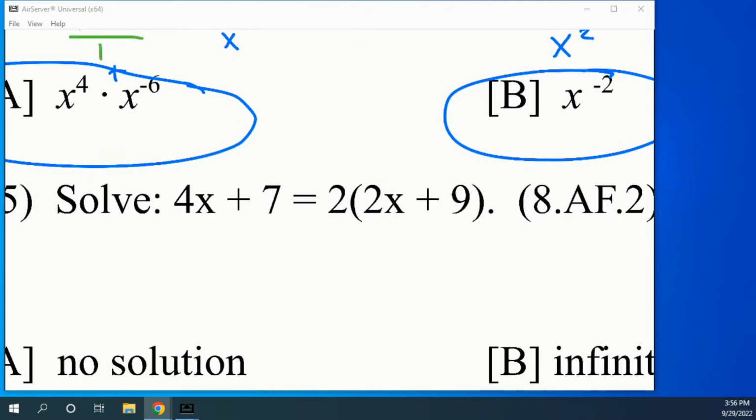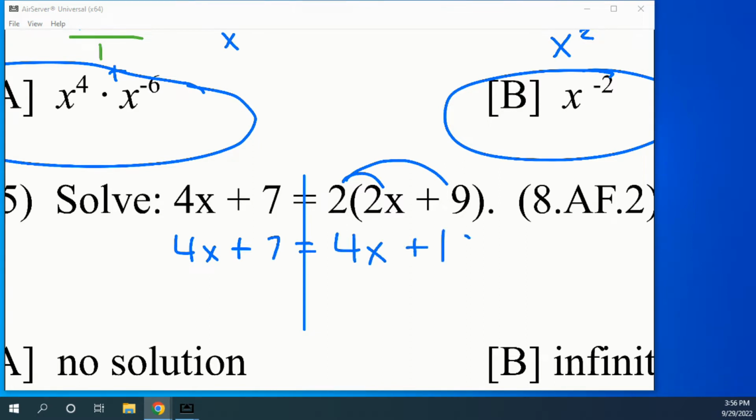4x plus 7 equals 2 times 2x plus 9. Think about those steps. Those steps are going to be first look for distribution, which we do have. So I'm going to distribute first. That means I'm going to bring down 4x plus 7 equals 2 times 2x is 4x, 2 times 9 is 18.